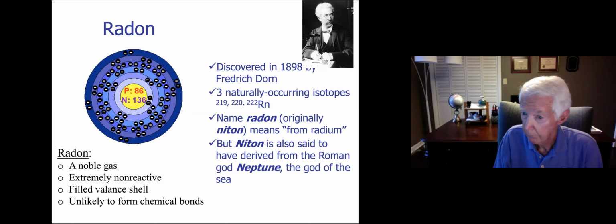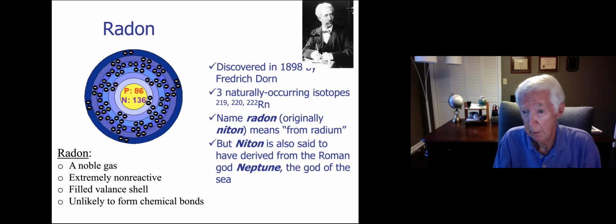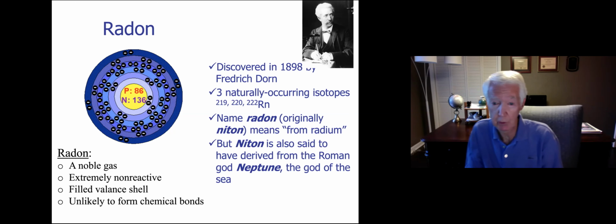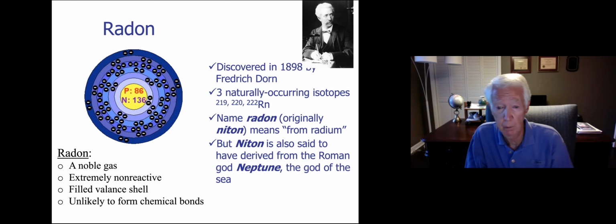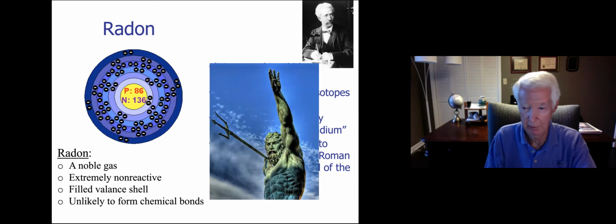The name radon was originally called niton, which means from radium. But niton is also said to have been derived from the Roman god Neptune, the god of the sea. And that's what Neptune looks like. So I think it's appropriate that radon be used as a tracer for oceanographic studies.